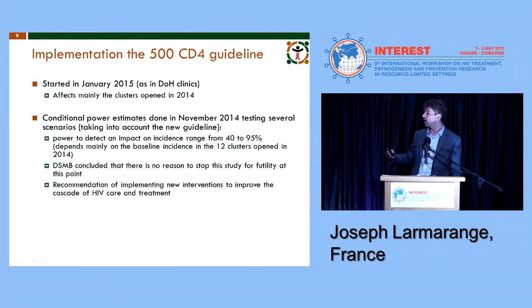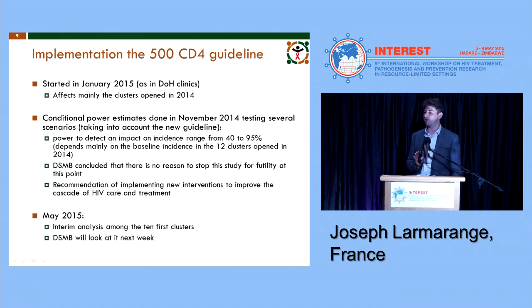So probably in July, we will try to do a new power calculation, trying to take into account baseline incidence in the new clusters. But for that work, we use at least what was observed in the first clusters. Our data safety and monitoring board concluded at that point that there is no reason to stop the study for futility. We still have a chance to show an impact on incidence, even if we have probably less power than expected.